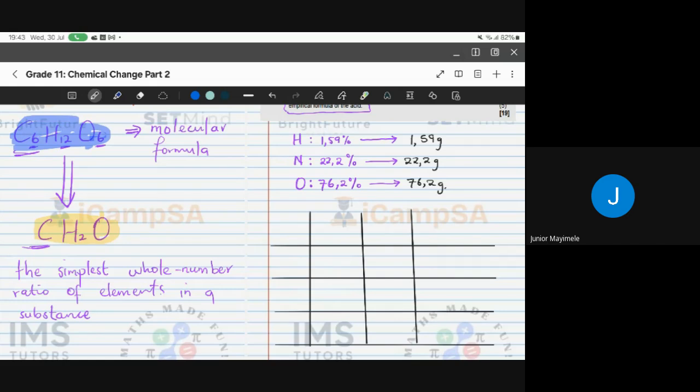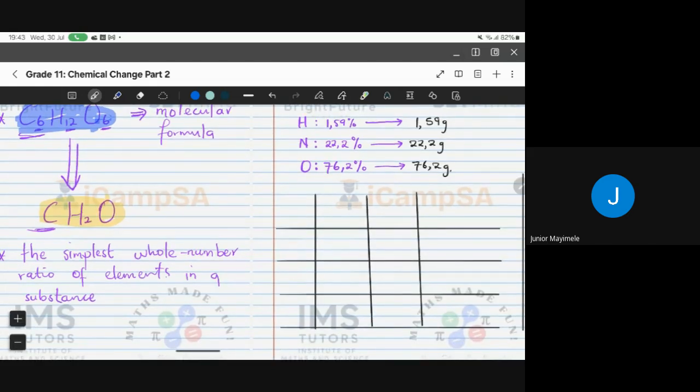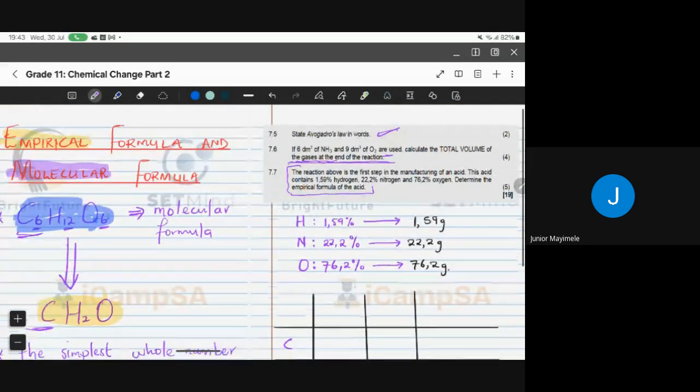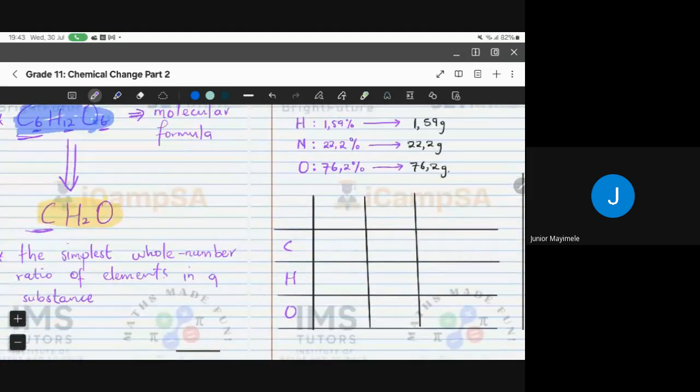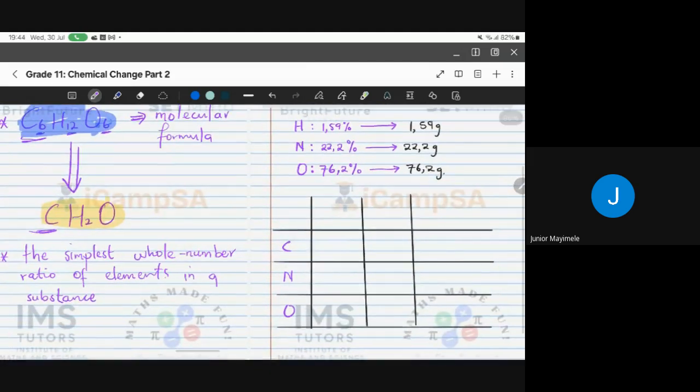Okay, that should be better. Now, once you have this, you can start listing your things again. You have C, H, and O. Was it O or am I just... Oh, yes. Not C, H, and O, but H, N, and O actually. This is our acid.